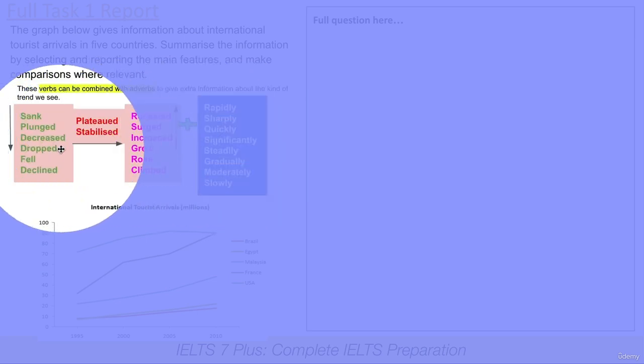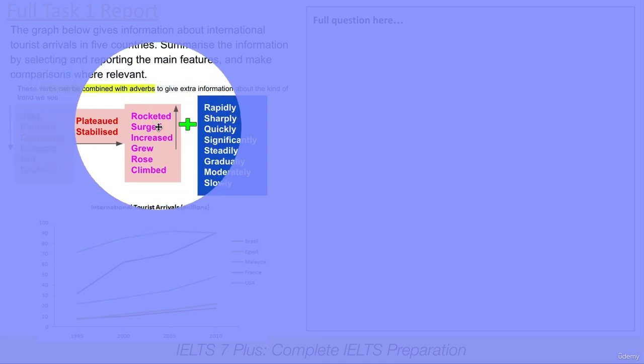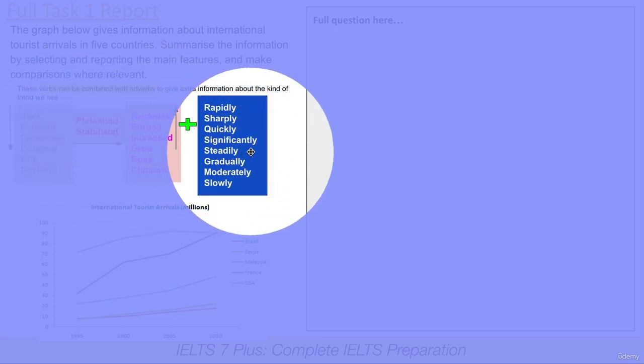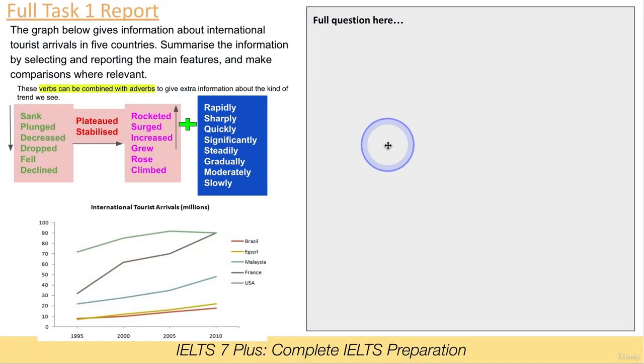And we can use these in conjunction with adverbs to create really nice sentences here. So, for example, international arrivals to France rocketed significantly, and then you can carry on with the rest of your sentence. So really nice words. They are there to help us with our question. Of course, you won't have this in the exam, but I think it's nice to have it there to refer to when we're doing the question together. Okay, so let's get started. So the full question goes here.